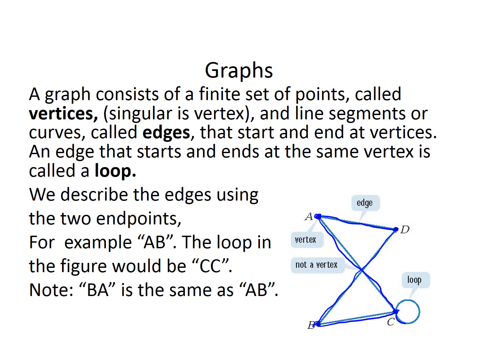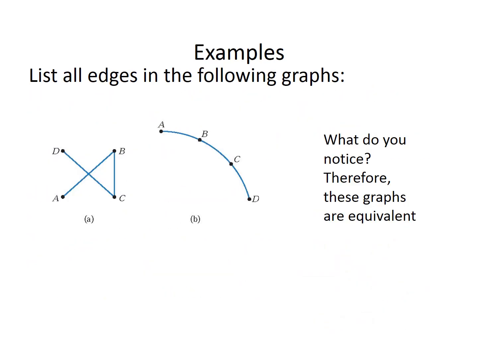And then there's also this loop here, which is an edge that starts at C and ends at C. So you call this edge CC. And again, the edge BA is the same as AB. It does not matter which order you write it in, and when you're doing your homework, it doesn't matter in MyLabs Plus either.